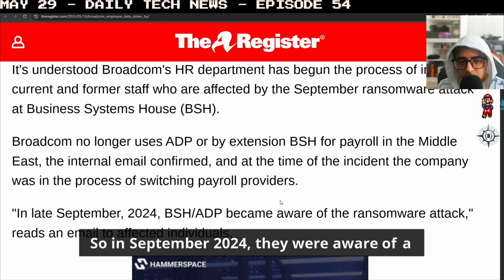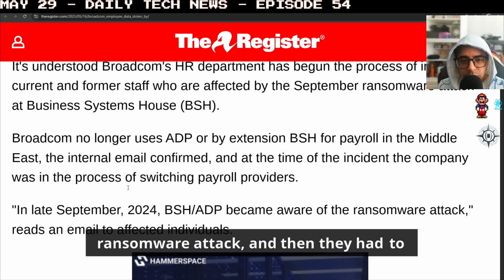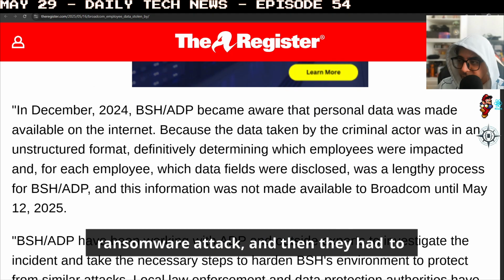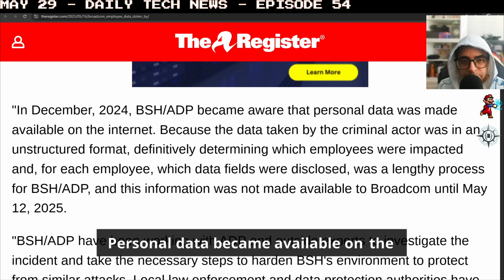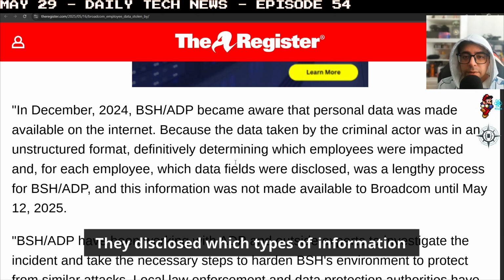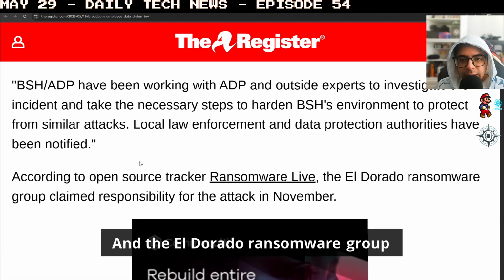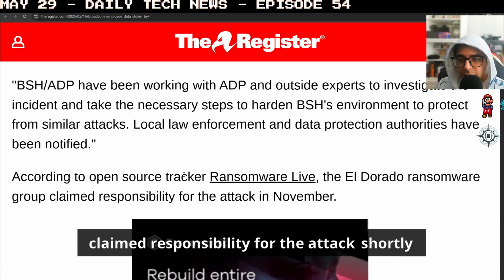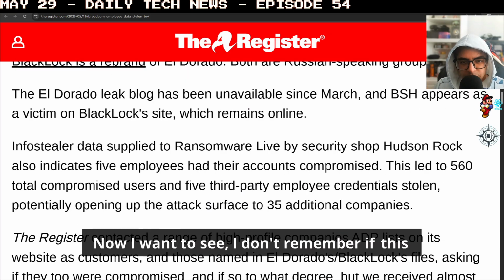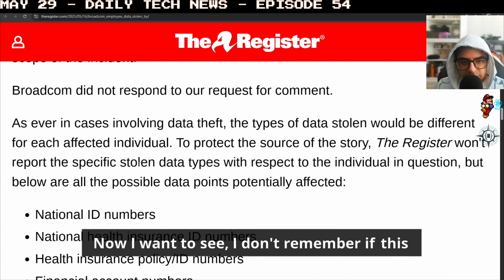So in September 2024, they were aware of a ransomware attack, and then they had to send out emails to notify everybody. Personal data became available on the internet. They disclosed which types of information were available, and the El Dorado ransomware group claimed responsibility for the attack shortly thereafter in November. Now, I want to see, I don't remember if this one, here we go.